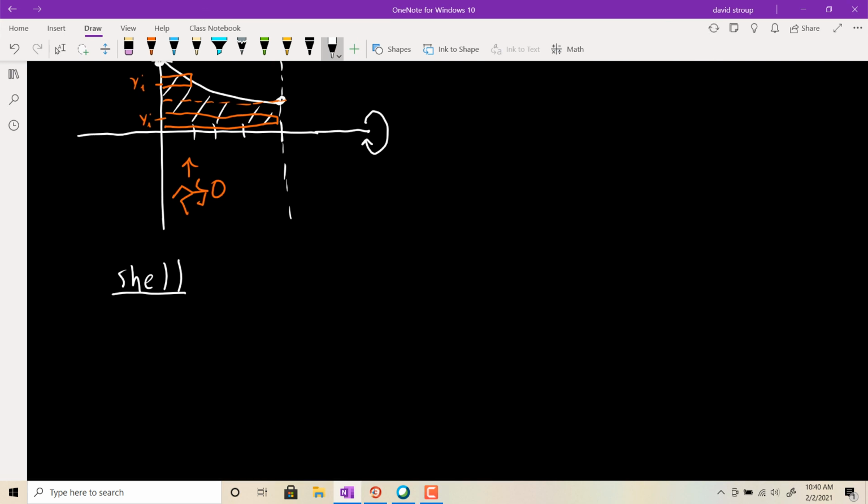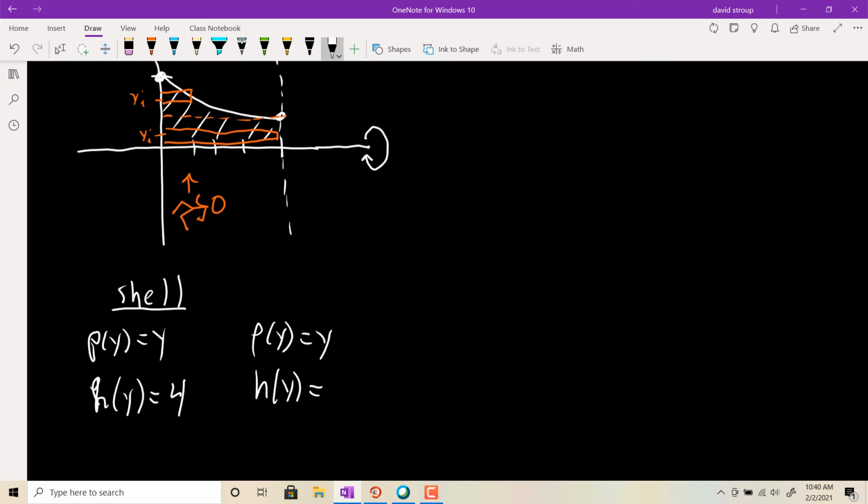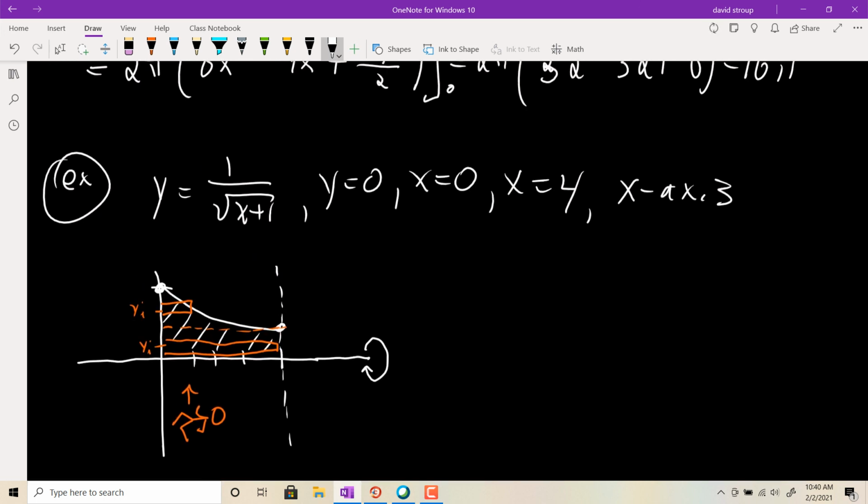So in the first region, the radius is just y, but the height function is constant. The height function is just 4. Okay? In the second region, the radius function, again, is y, but the height function now is variable. Okay? And we need to go to our formula to get the height function in terms of y. So I need to solve this for y. Maybe go over here and do that.